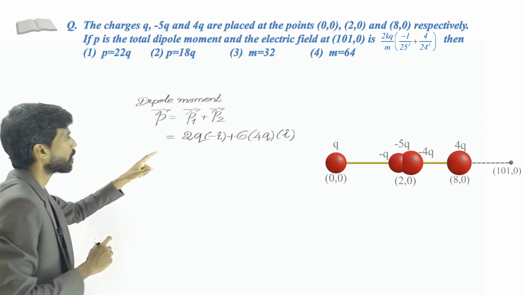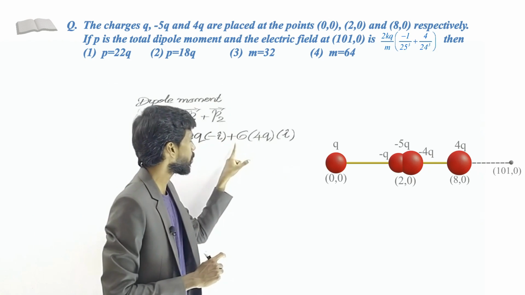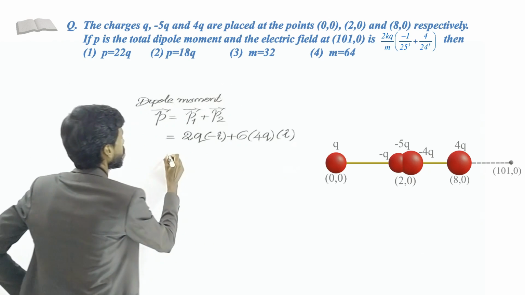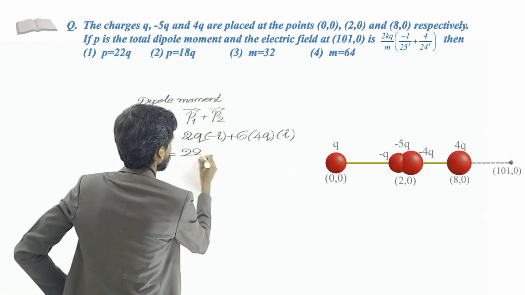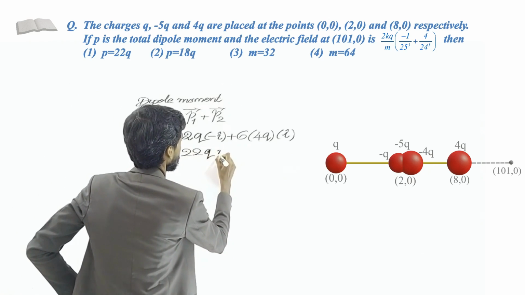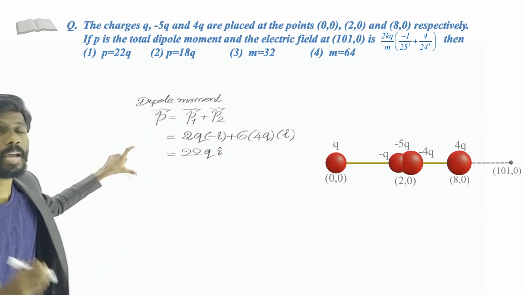Now we have to simply add this. So this is 2q, this is 24. So 24 minus 2, so this is 22 q i cap. So that's all. So this is the dipole moment vector.